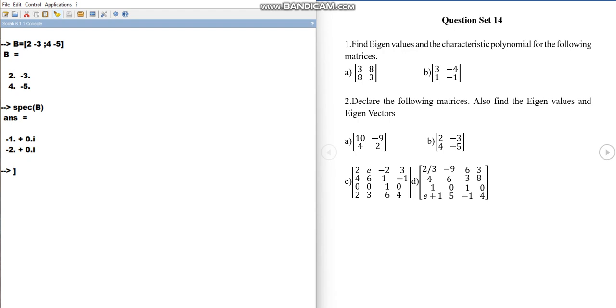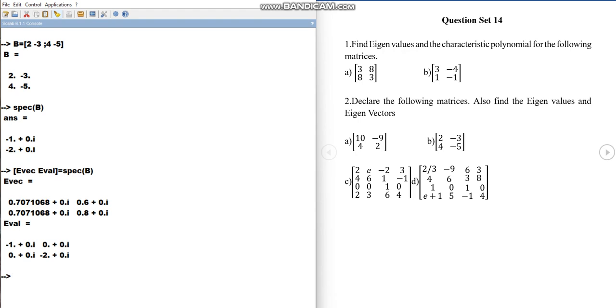So we can write [evac, eval] = spec(B). The name of the matrix is B. So we have these eigenvalues on the diagonal entries of the matrix eval, and the corresponding eigenvectors are the column 1 and the column 2 of the matrix evac.